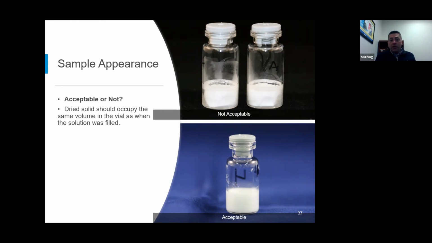Let's say our goal here is that our dried solid occupies the same volume as your solution. The top we consider not acceptable. This was a formulation developed with just sucrose. And when you formulate with an amorphous component only, they tend to shrink. In this case, the temperature and also resistance to mass transfer of water vapor were high. And so you resulted in much higher degrees of shrinking. You don't want that.